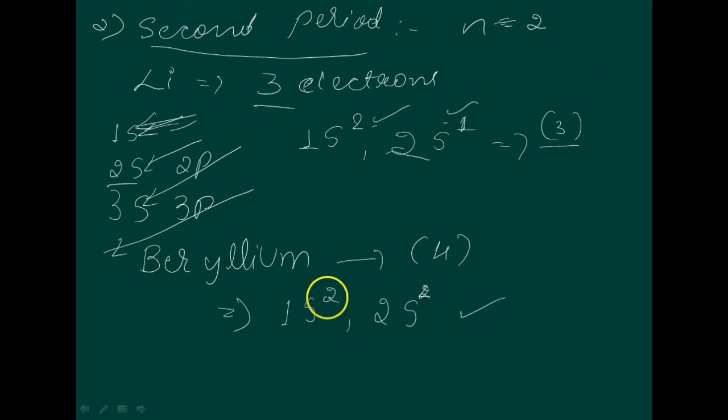Starting from the next element, boron, the 2p orbitals are filled with electrons until the L shell is completed at neon. Okay, so this is about the second period. Do you have any idea about the next element, boron? The atomic number of boron is 5. Okay, so next consider the example for boron.